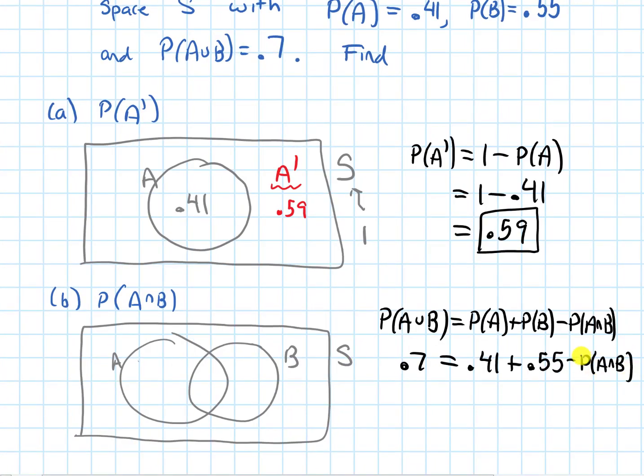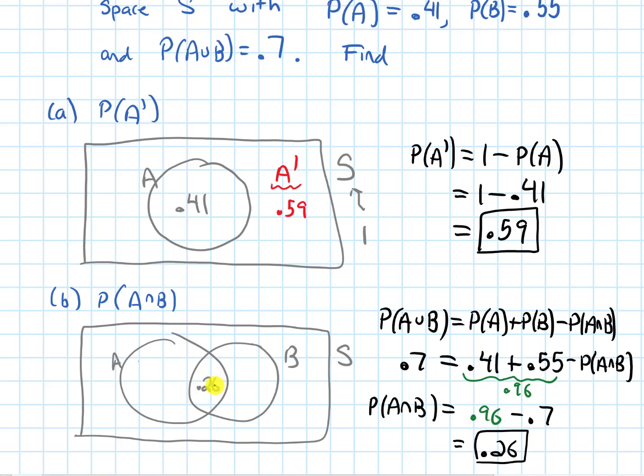Now if I rearrange this and move the probability of the intersection to the left, it becomes positive. On the other side, 0.41 added to 0.55 is 0.96, and let's subtract 0.7. Working that out, we get 0.26. That is the probability of being in this intersection. So let's do one more part to this example.